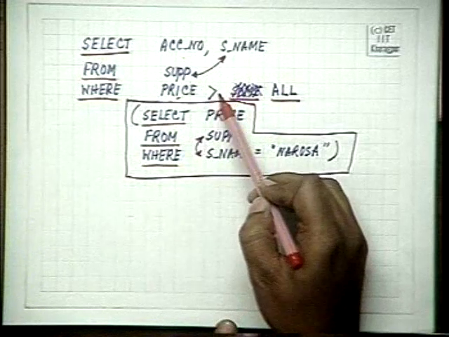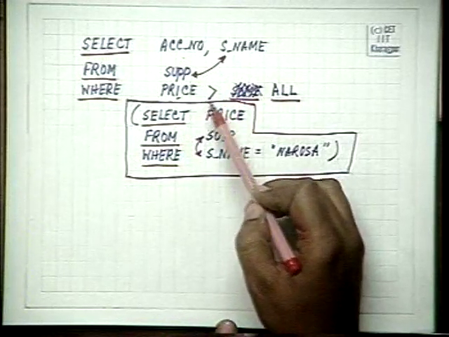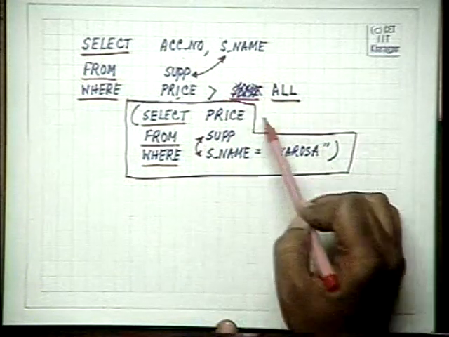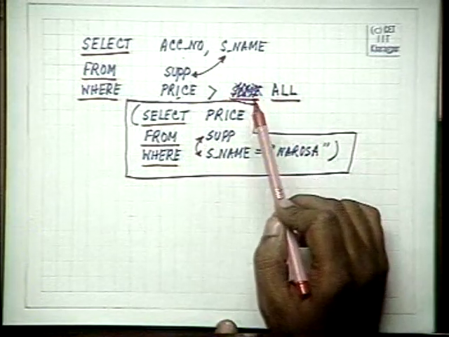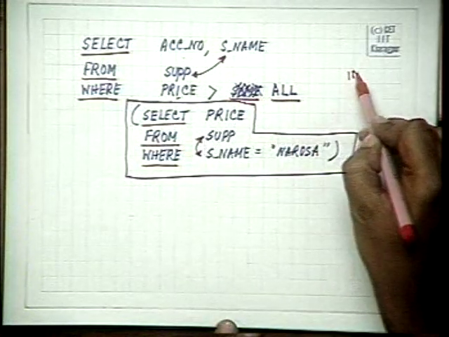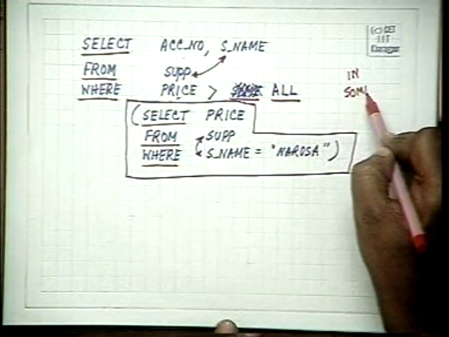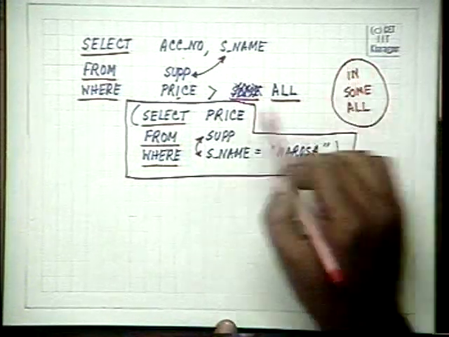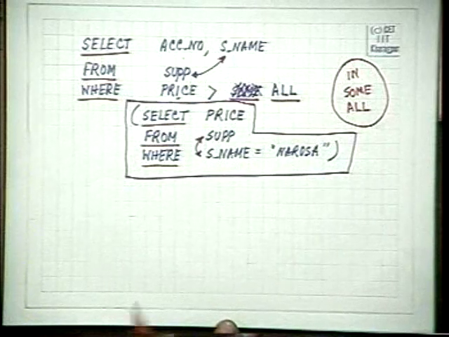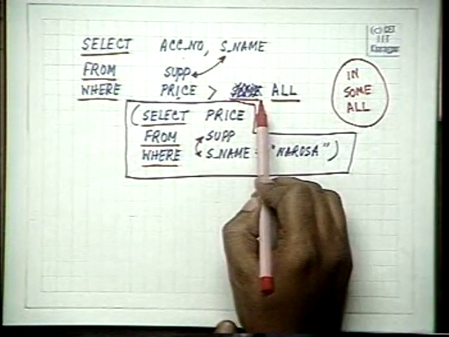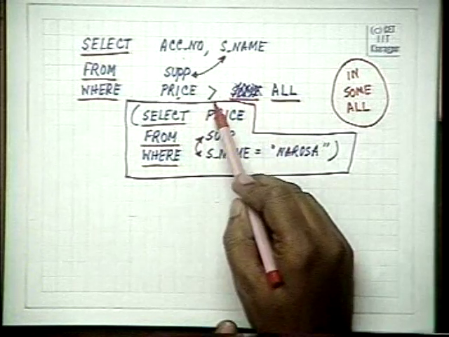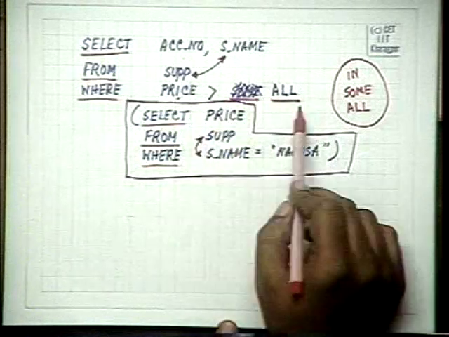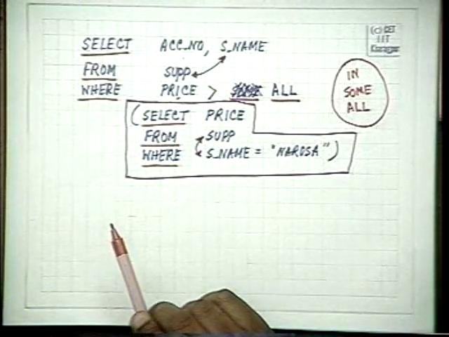All right. You can have greater than or equal to, less than or equal to, equal to, not equal to here as well, and this can be replaced by some and all. So in sets we have the in, the some, the all. These are the operations we have on sets. That is, element is in this set, element is greater than all, element is less than all, element is greater than some, less than some, like that.